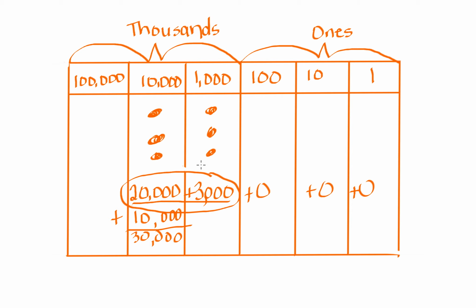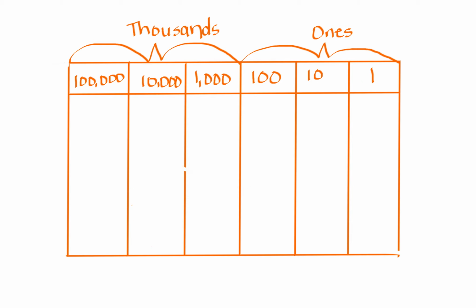So if the next one, if they give you a number, they'll tell you what number is 10,000 more than 3 10,000s, 3 1,000s. And they want you to do 10,000 more. Well, more means plus. So they want you to add 10,000 to this.